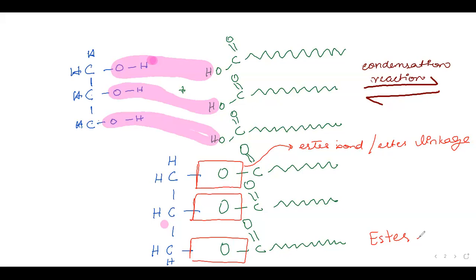So you will get two products in the reaction. One product will be your triglyceride. The other product will be three molecules of water, one from each bond, because you're making three bonds. So this is the basic structure that you're going to see with your triglycerides.